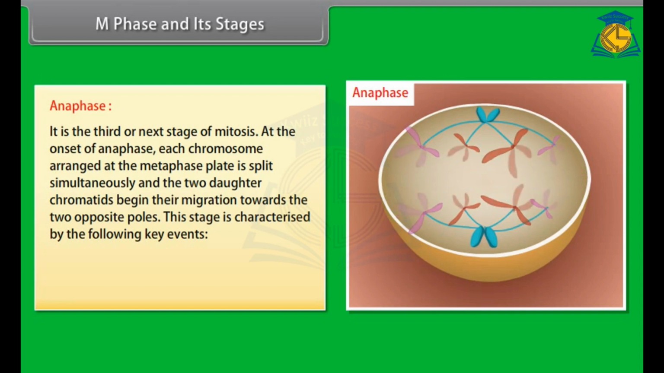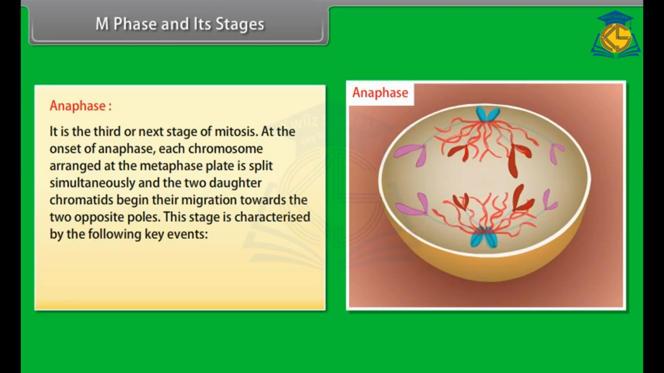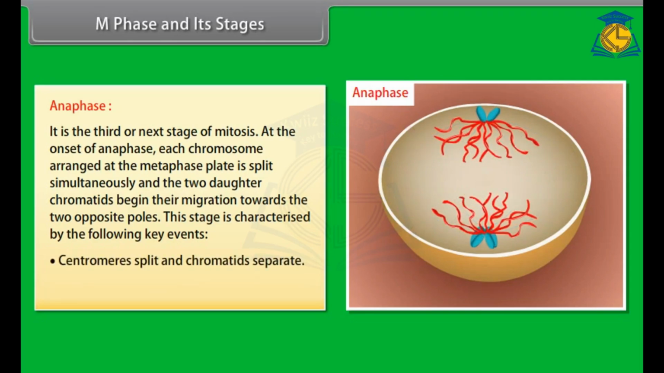This stage is characterized by the following key events. Centromeres split and chromatids separate. Chromatids move to opposite poles.